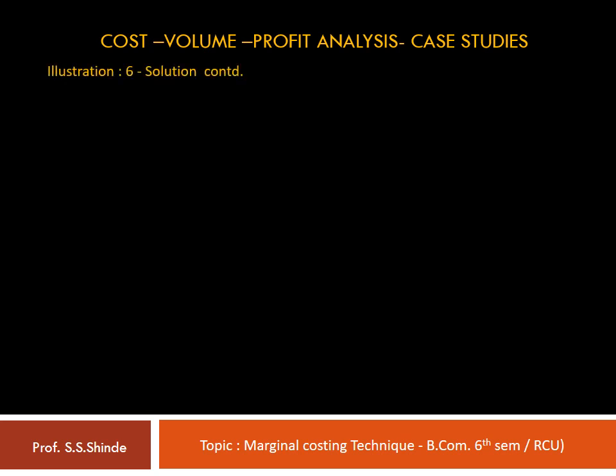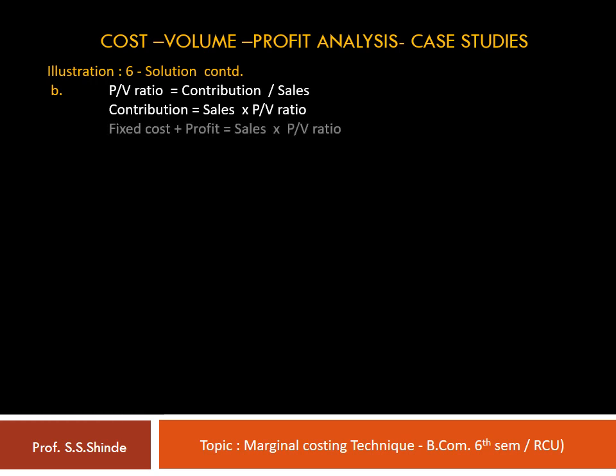Let's now answer the second question, that is calculation of profit at present sales volume of rupees 80 lakhs. Let's take up the equation. PV ratio is equal to contribution upon sales, which is rewritten as contribution is equal to sales multiplied by PV ratio. So contribution is fixed cost plus profit is equal to sales into PV ratio. So therefore profit is equal to sales into PV ratio minus fixed costs.